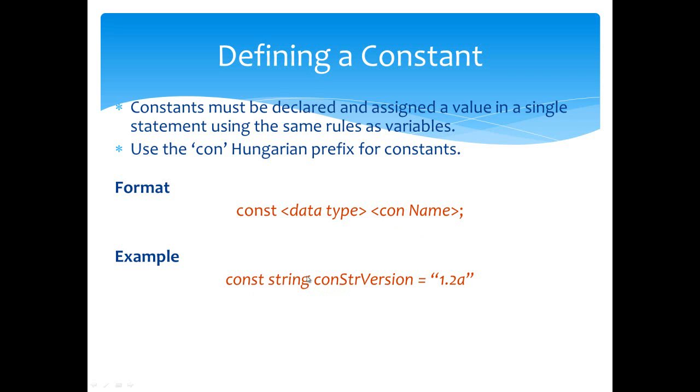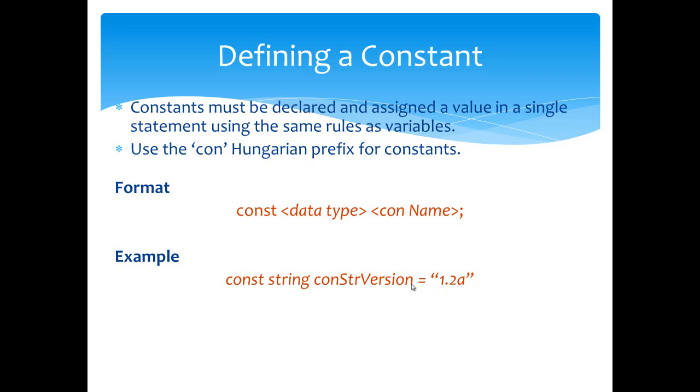Not only am I declaring the variable as a constant, but I'm assigning a value to it. I have to do it this way. If I simply did what I can do with a variable and did, constant string conversion semicolon, and then down on the next line tried to do constr version equals 1.28, I'd get an error because it would tell me that once you declare a constant, you cannot reassign a value. So when you declare a constant, you not only have to declare it, but on the same line you have to give it an initial value.